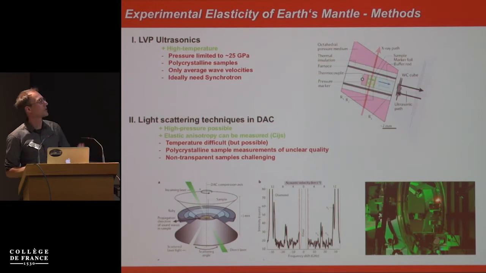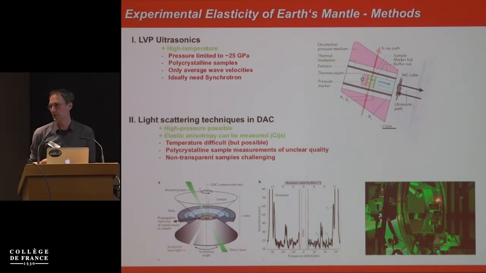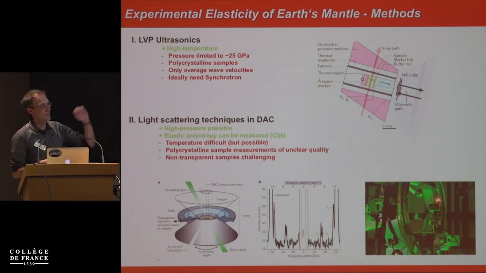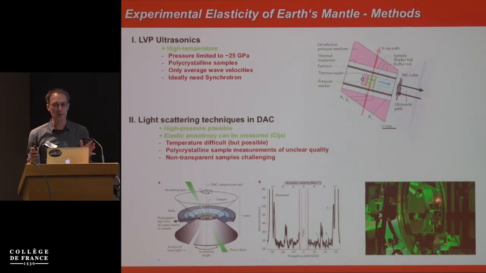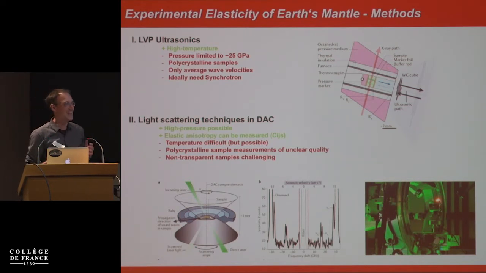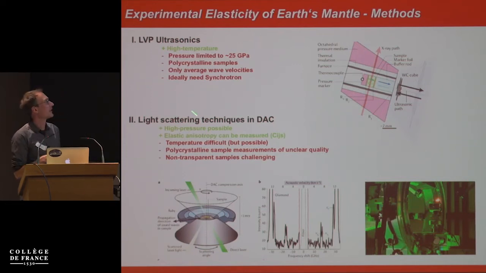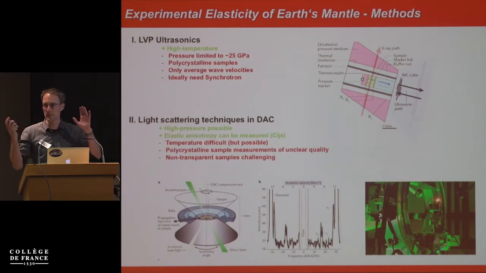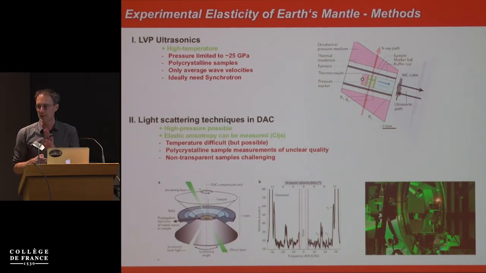So how do we measure seismic wave velocities or elastic wave velocities in the laboratory? There are different techniques, but ultimately the vast majority of all the data we have come from 2 different types of experiments. One is so-called large volume press, sorry, too many ULVZs this morning, or multi-anvil press ultrasonics. So this is where we have a big press, we have a sample of probably 1 millimeter size, and we propagate really physically an elastic wave through the sample at frequencies maybe around 1 megahertz.